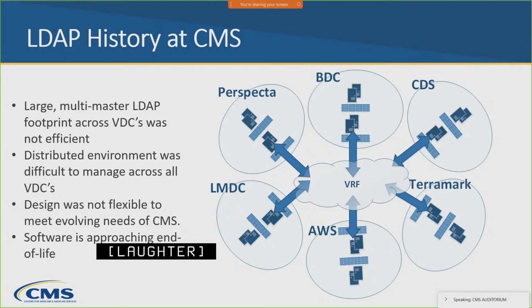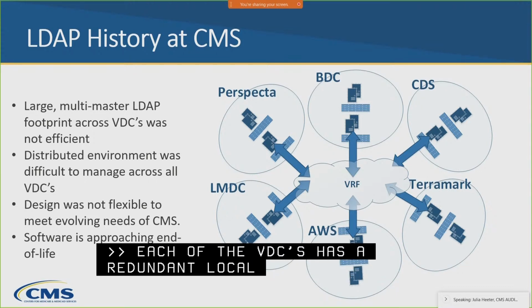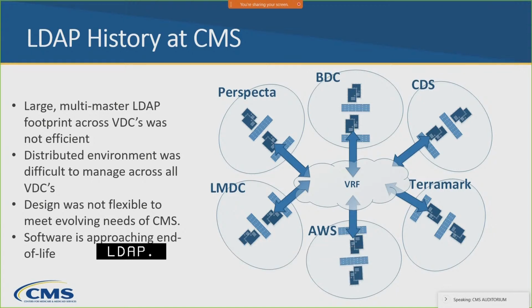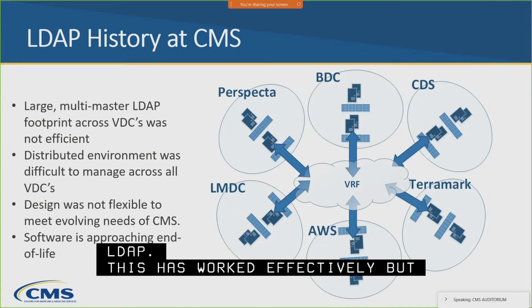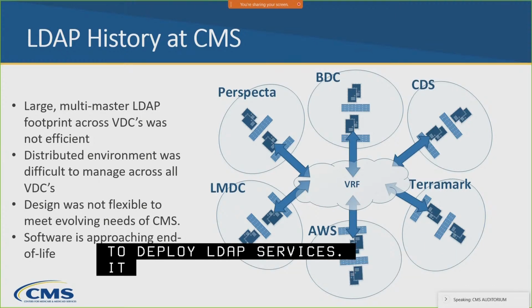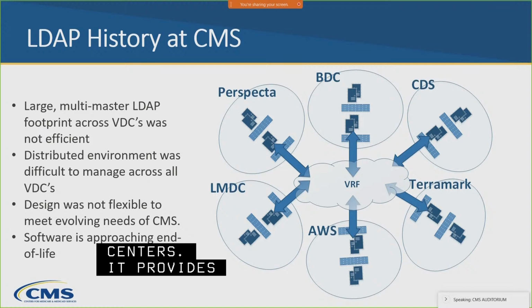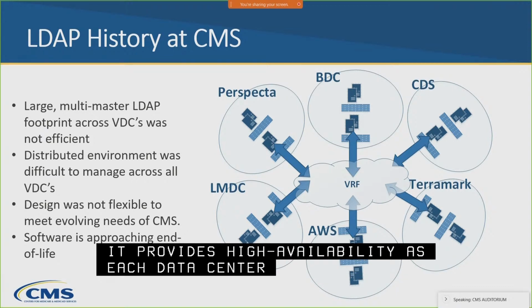So each of the VDCs has redundant local instances of LDAP. And while this has worked effectively, it's not the most efficient way to deploy LDAP services, as it creates a large number of instances and a lot of management across all the virtual data centers. It does provide high availability through local failover, as each data center has a redundant set of LDAP instances. But it does not provide enterprise failover.